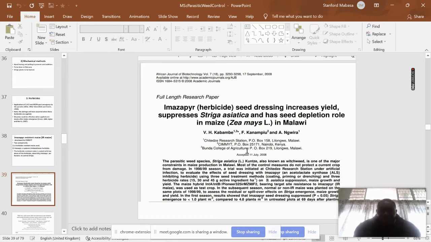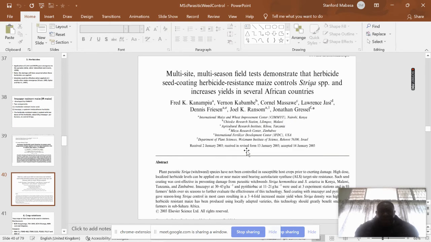Now, there are some papers which you may read concerning this technology. Imazapyr herbicide seed dressing increases yield, suppresses Striga asiatica, and has a seed depletion role in maize in Malawi. This was published by Malawi scientists who tried this technology. The technology was also evaluated in Zimbabwe, but across many countries.